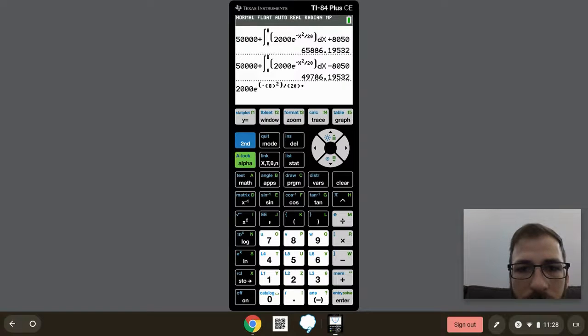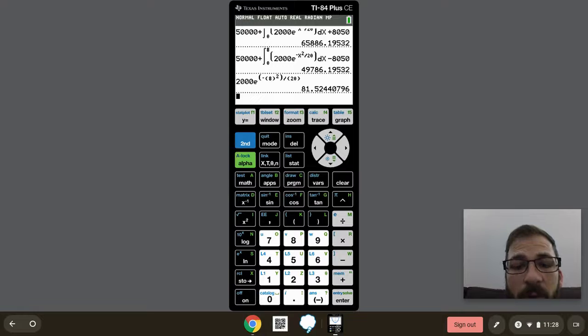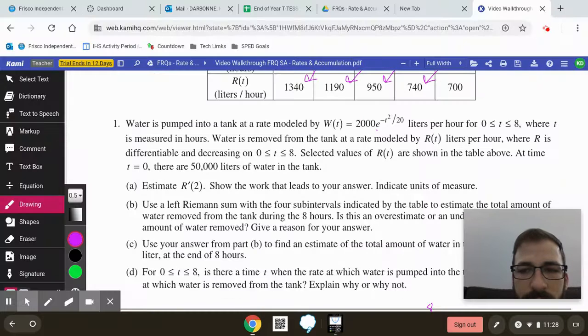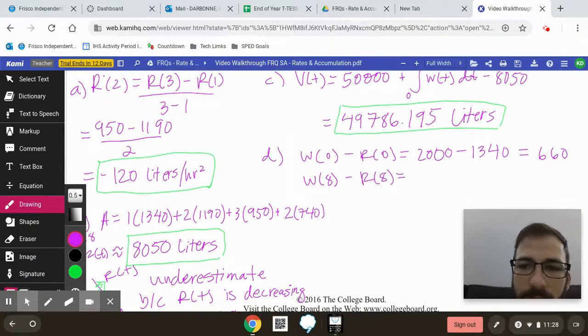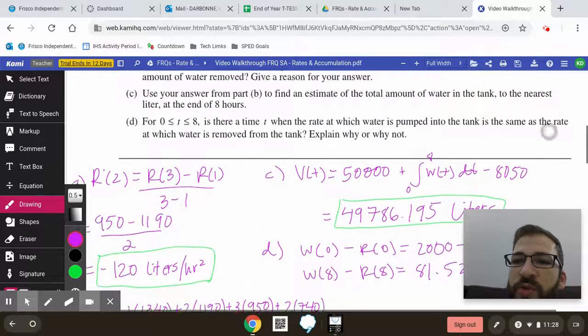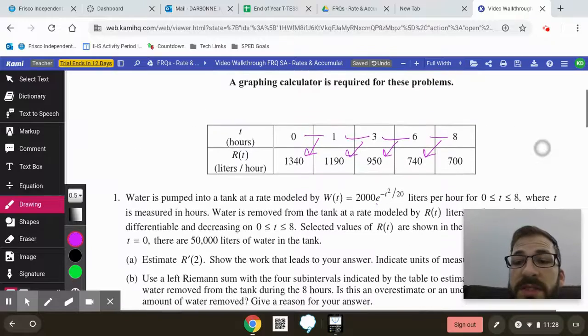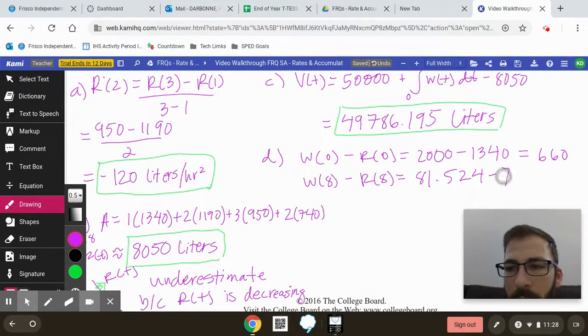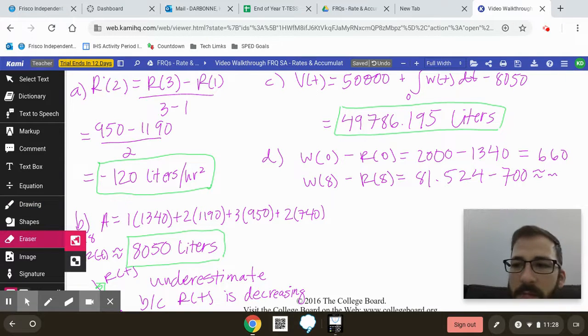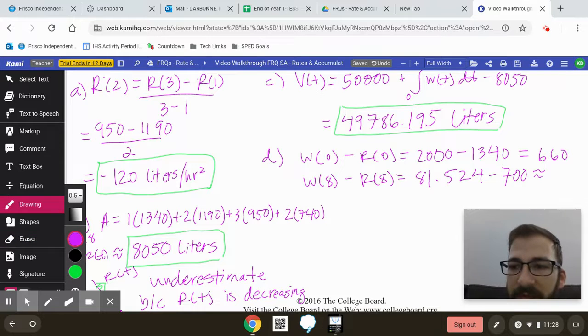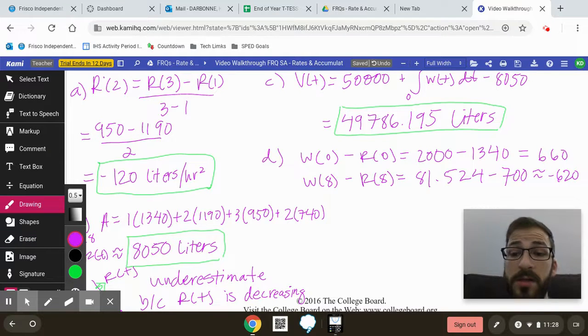All right, so we get 81.524, and then I am subtracting 700, which I don't really need to know exactly what that is, but it's about negative 620. We can be rough because it doesn't have to be perfect. All right. So at W of 0 minus R of 0, I got positive 660. At W of 8 minus R of 8, I got negative 620.